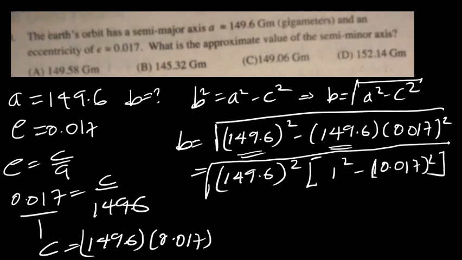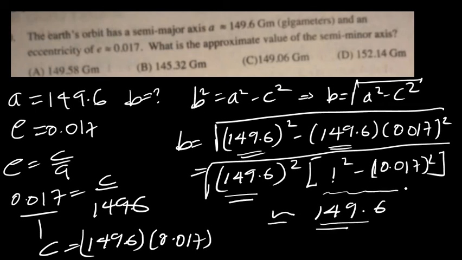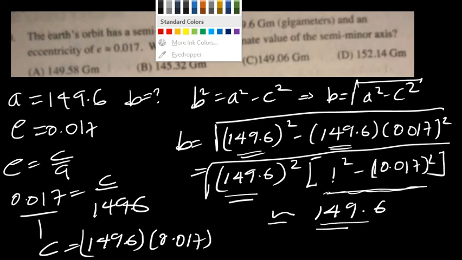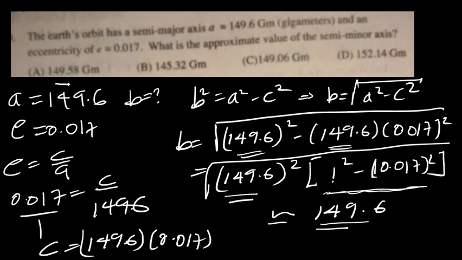If you put it in the radical, this will be extracted as it is. Here, this is 1 minus this square, which is getting very small. When you square 0.017, it will be a very small number. And 1 minus it will still be a very small change. So it has no effect. When you extract it, it will be almost 149.6, because the remaining part in the bracket is almost a negligible number. So which choice is nearly like 149.6? As you see from the choices, the answer must be A, because 149.58 is almost 149.6. So the answer is going to be A.